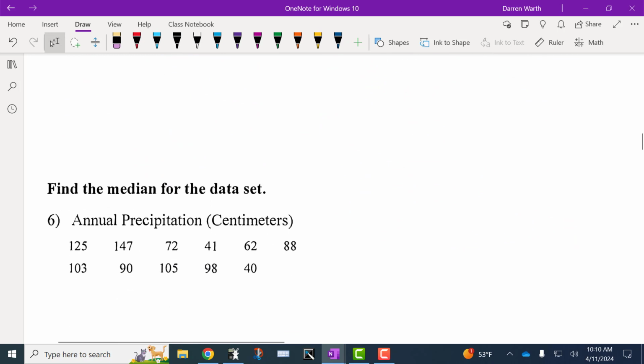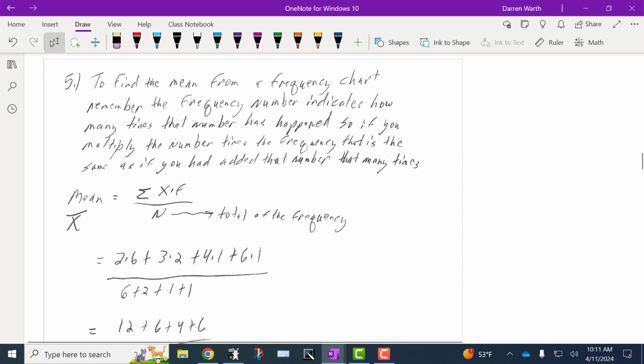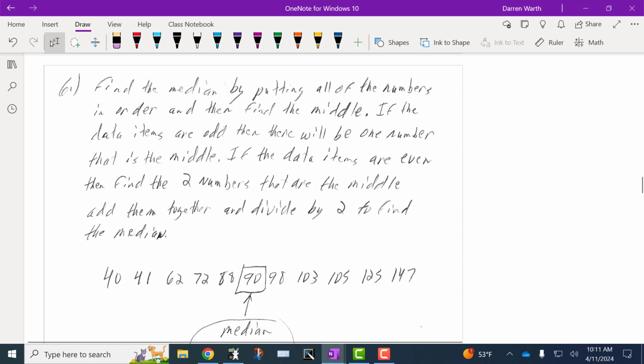So number 6 says find the median for the data set. So remember, to find the median, you just have to remember that the median is the middle. So I'll go ahead and remind you on your solution guide: to find the median, put all the numbers in order and then find the middle. If the data items are odd, then there will be one number that is the middle. If the data items are even, then find the two numbers that are in the middle, add them together, and divide by 2 to find the median.